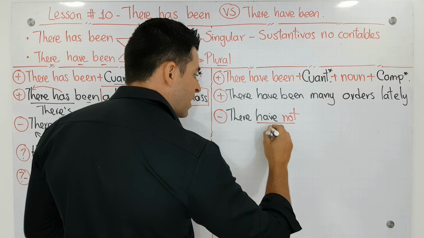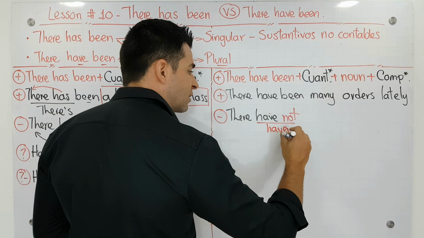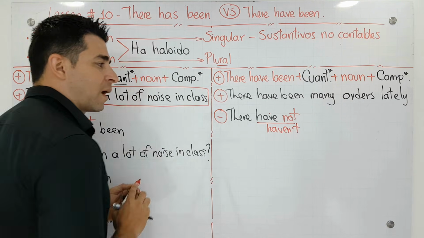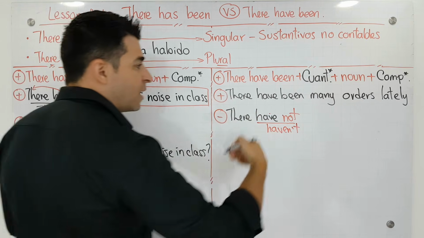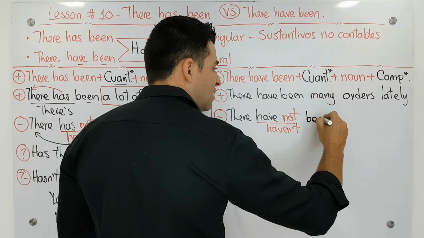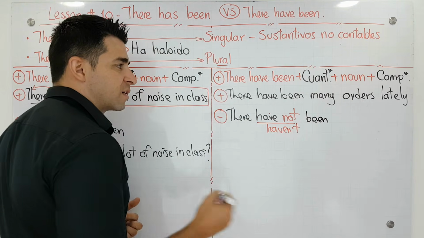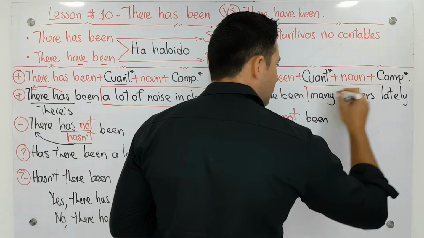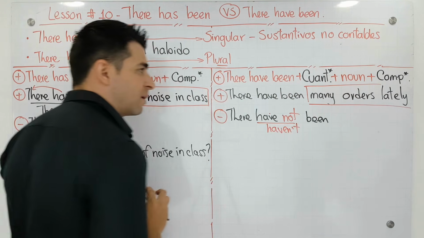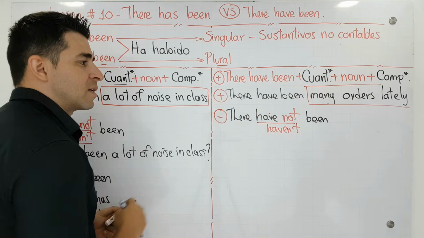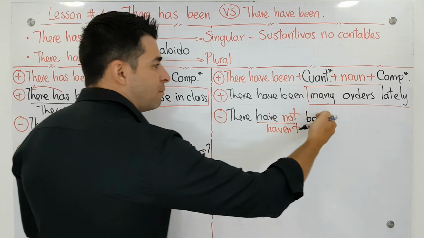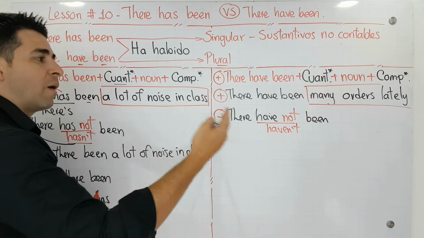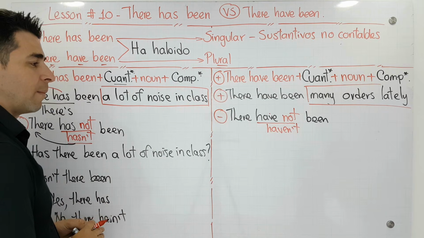The other option that we have is haven't, la forma corta que tendríamos para este, there haven't, yes? And then what? There haven't been many orders lately. This is going to be the ending of the sentence. Va a ser el final de la oración que nos podría servir para esto. ¿Listo? There haven't been many orders lately. No ha habido muchas órdenes últimamente.